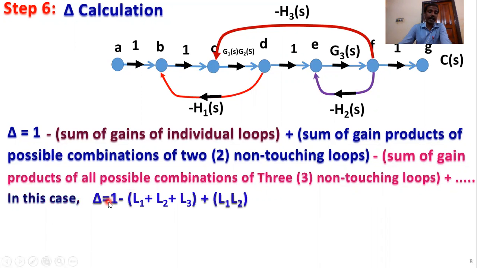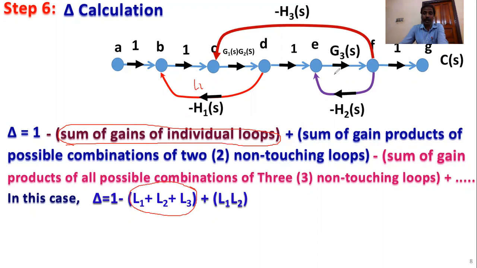In this case, delta equals 1 minus L1 plus L2 plus L3 plus L1 into L3, because the sum of gains of individual loops equals L1 plus L2 plus L3. In this case, this is L1, L2, and L3, the individual loops, the sum of gains of individual loops. Then non-touching loops, L1 and L2 are non-touching loops. So this is the L1 and L2.